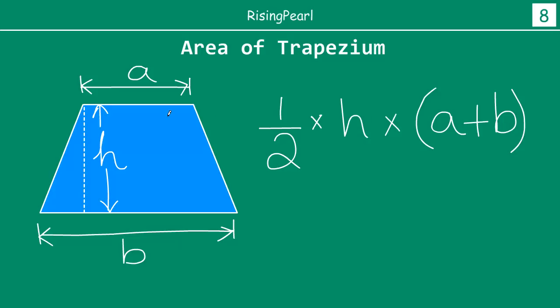You can do it very easily by simply joining these two vertices and finding the area of the two triangles one by one, and then adding them, you will see the area of a trapezium equals this value.